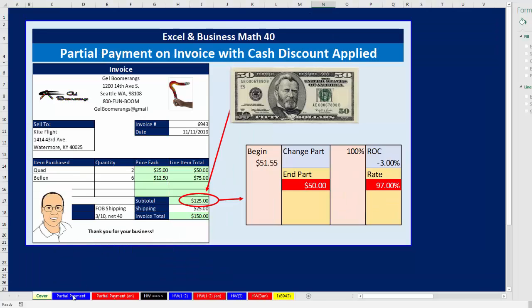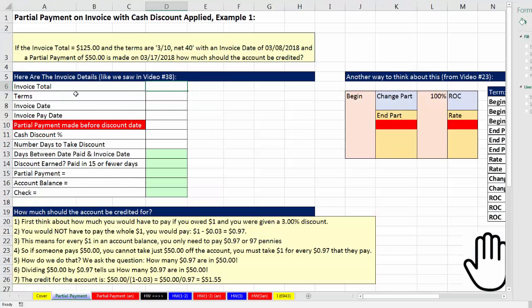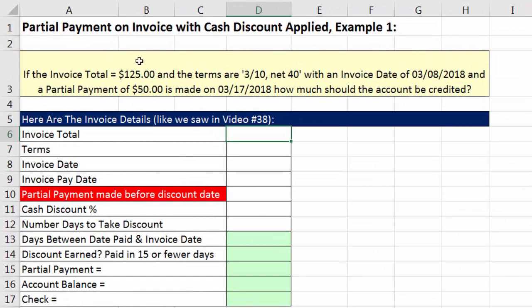Now let's go over to the sheet partial payment and look at our first example. Partial payment on invoice with cash discount applied, example number 1. Total invoice, $125. The terms are 3/10 net 40. And the invoice date is 3/8/2018. Partial payment is $50, and that is made on 3/17/2018. And the question is, how much should the account be credited?